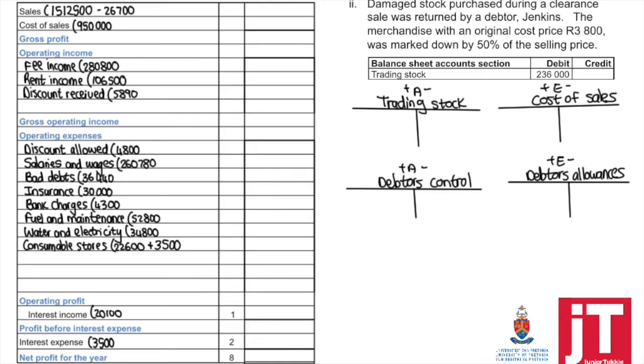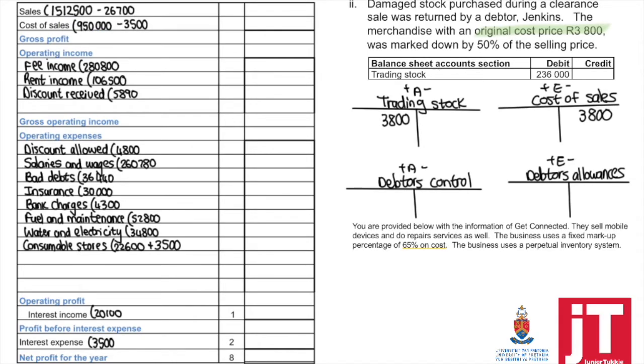So coming back to this adjustment now. The cost price was given, so that's the easy mark to get. Trading stock: if we got it back, our assets will increase and our expense will decrease, so we need to say minus 3,500. The difficult part: they said the business uses a fixed markup percentage of 65% on cost.